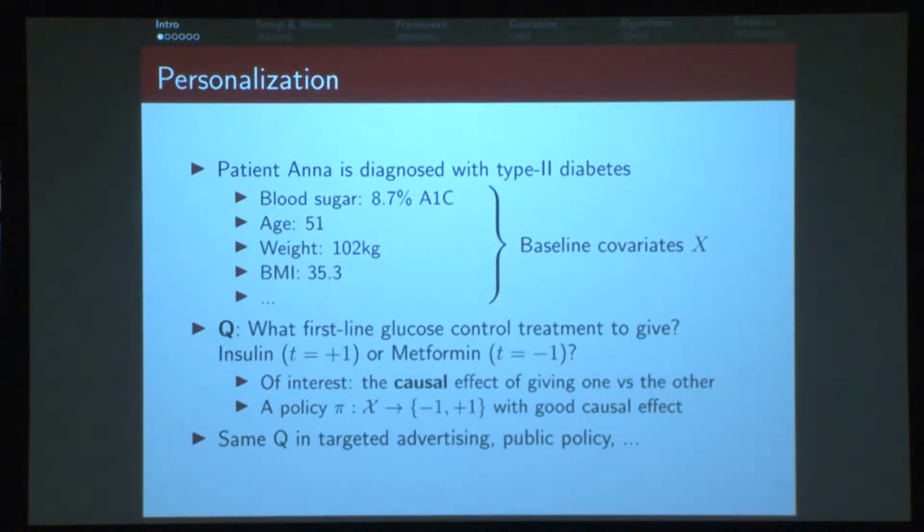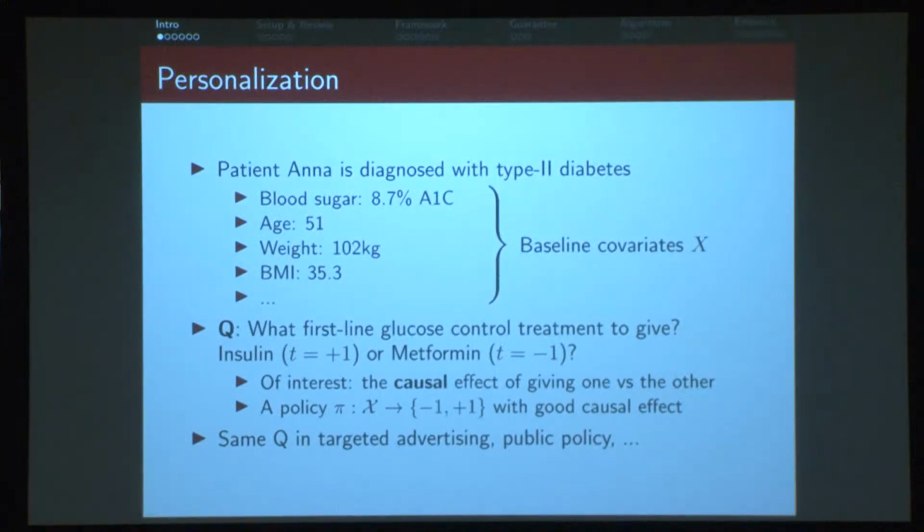We'll simplify the problem and just focus on two alternative treatments, and suppose that we're just going to look at pharmacological regimens. We ask the question, should we treat her with insulin, encoded by t equals +1, or metformin, encoded by t equals -1? Of particular interest, in order to answer this question, is the causal effect of giving one treatment versus the other on a particular outcome of interest.